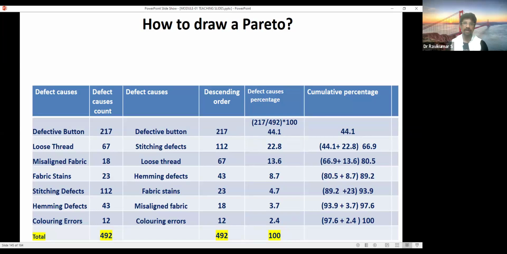Then comes the stitching defects. What is the number? 112. 112 divided by 492 comes to 22.8. Then 67 divided by 492 is 13. 43 divided by 492 is 8.7. Like this, we go on and calculate the individual defect percentage. After that, you add all of them in an accumulative manner. The first point, let it be 44. Second one is 44 plus 22. Third one is 44 plus 22 plus 13. That comes around 80. So you go ahead and add like this and find the cumulative percentage.